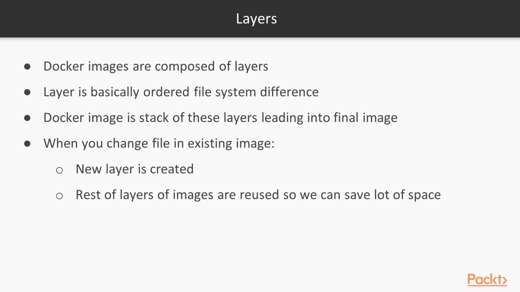The next concept is layer. Docker images are composed of layers. A layer is basically an ordered file system difference. A Docker image is a stack of these layers leading into the final image. When you change a file in an existing image, a new layer is created, but the rest of the layers of the images are reused so we can save a lot of space.